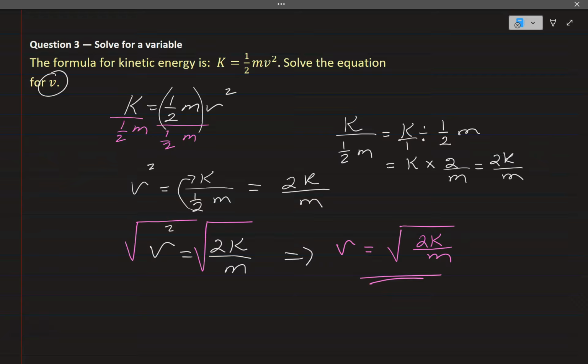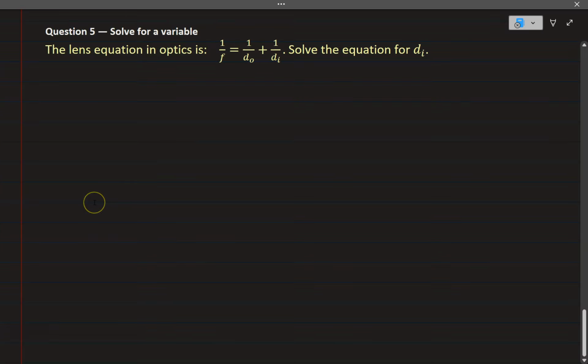All right, so here it is. Now, question number 4, and this one is a little bit more involved. This is the lens equation in optics, by the way. So we want to solve for di. Let's go ahead and do that. There are a couple of ways of doing this, but the easiest way is to first isolate 1 over di on its own, so we have to subtract 1 over do from both sides, and then we have to do the subtraction of the fractions.